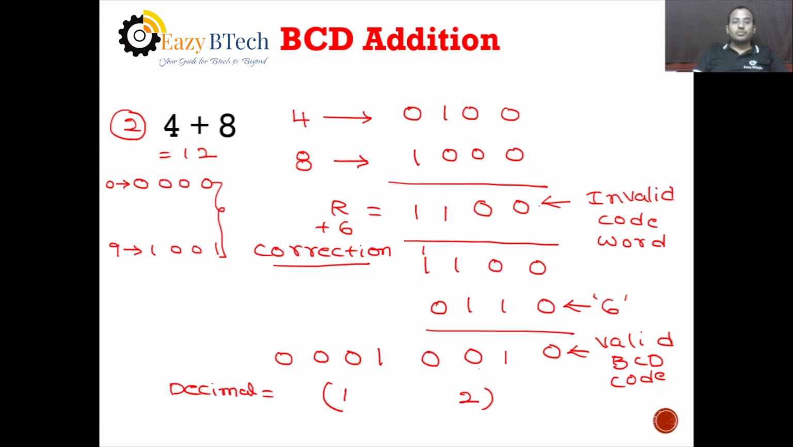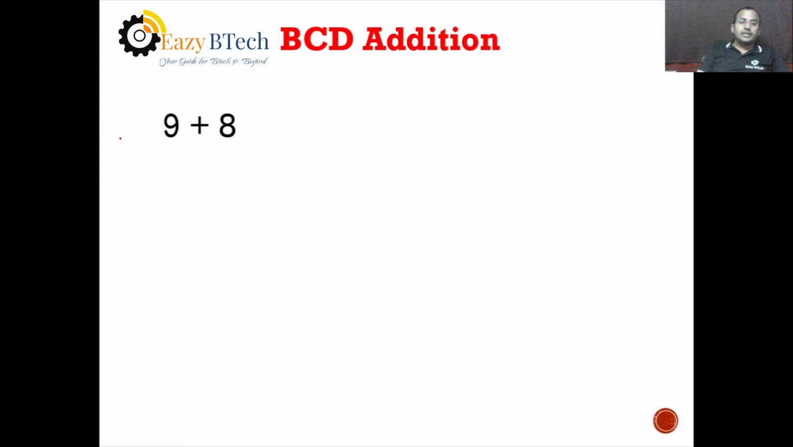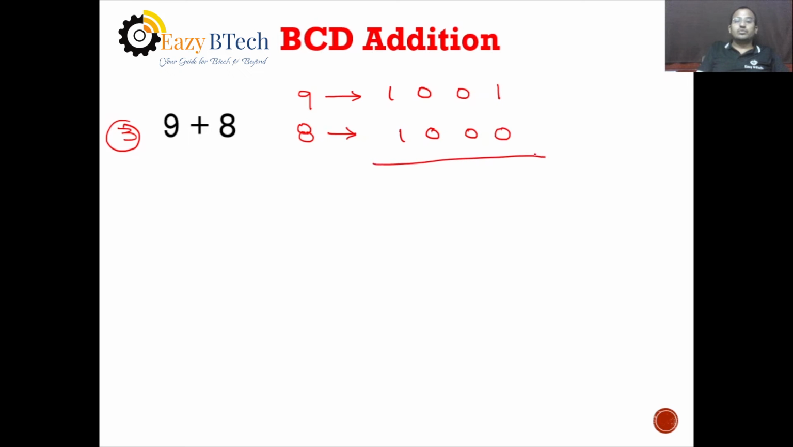So next we will see one more example. The third example is 9 plus 8. How to represent 9 in BCD? It is 1, 0, 0, 1 and 8 means 1, 0, 0, 0. Now add both the numbers. 1 plus 0 is 1, 0 plus 0 is 0, 0 plus 0 is 0. Then 1 plus 1, sum 0, carry 1. So there is a carry out of the two 4-bit numbers.